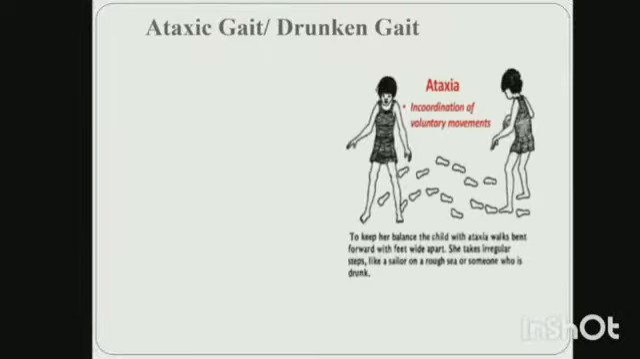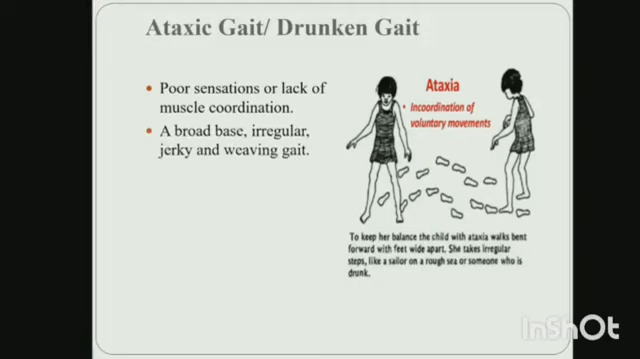Now, what is ataxic gait or drunken gait? From the name, you can guess that a drunken person can't walk in a straight line, so his balance will be lost. There will be poor sensation or lack of muscle coordination in ataxic gait, as well as a broad base, and an irregular, jerky and waving gait is present. The patient watches the feet while walking. You can observe in the picture the child is walking while watching his feet.